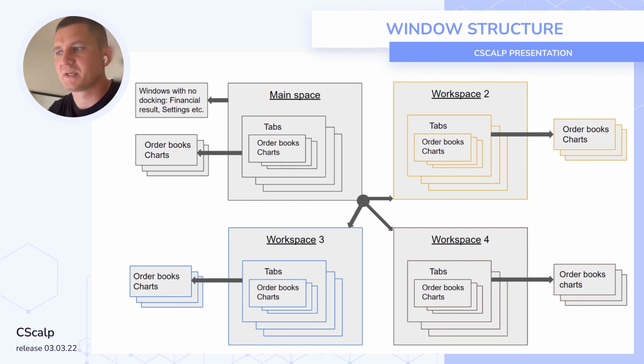Next is the space. If you have one monitor, then thanks to what I said, you can configure it very flexibly and you will not need to deal with spaces. Why do you need spaces? Spaces are copies of the main CScalp window that also have their own tabs. The chart windows and order book windows also obey these tabs.